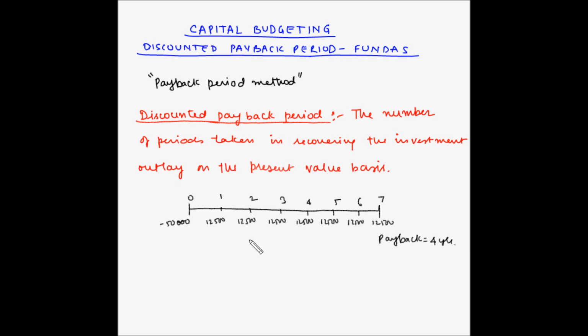So now the question is that at what rate should the cash inflows be discounted? Now the discount rate is generally the time value of money. So in case we are borrowing it from a bank, the discount rate is the interest rate charged by the bank on that money. So in our case, the discount rate is the cost of capital.